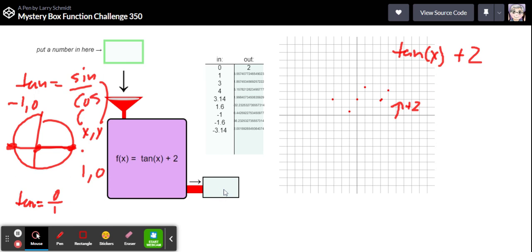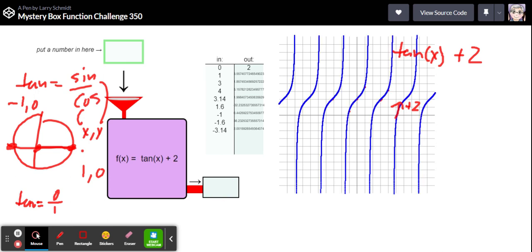I'm going to go ahead and take a look. Yeah, tangent of x plus 2, and we can graph that. And see those arms of the tangent function repeating here, but just raised up off that x-axis by 2.